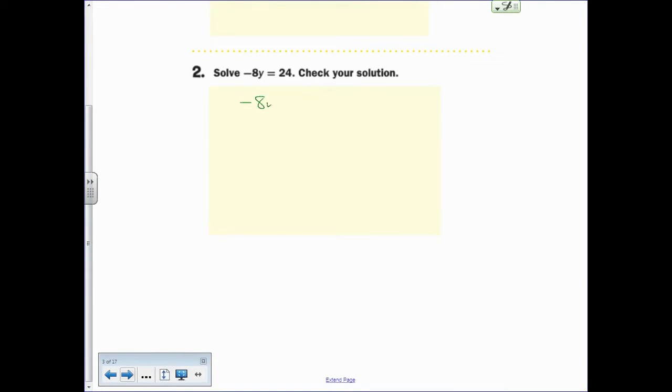Negative 8y equals 24. Notice the y variable is on the left-hand side this time. So we need to get rid of multiplying by negative 8. The opposite of multiplying by negative 8 is dividing by negative 8. Whatever we do on the left-hand side must also be done on the right-hand side, so I'm going to divide the 24 by negative 8 as well. Negative 8 divided by negative 8.